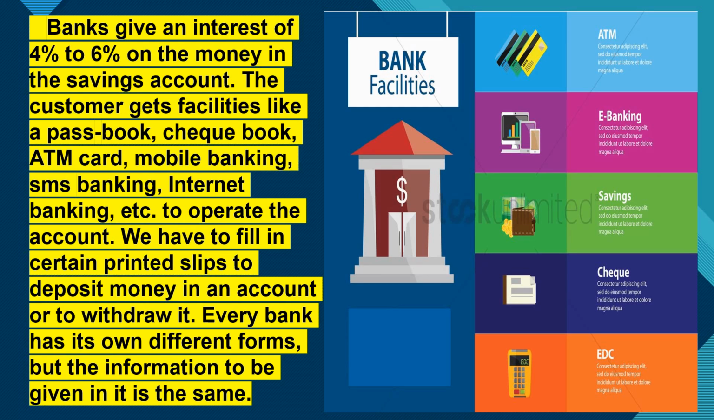The bank gives an interest of 4% to 6% on the money in the saving account. The customer gets facilities like passbook, checkbook, ATM card, mobile banking, SMS banking, internet banking, etc. To operate the account, we have to fill in certain printed slips to deposit the money in the account. To withdraw it, every bank has its own different forms, but the information to be given in it is the same.